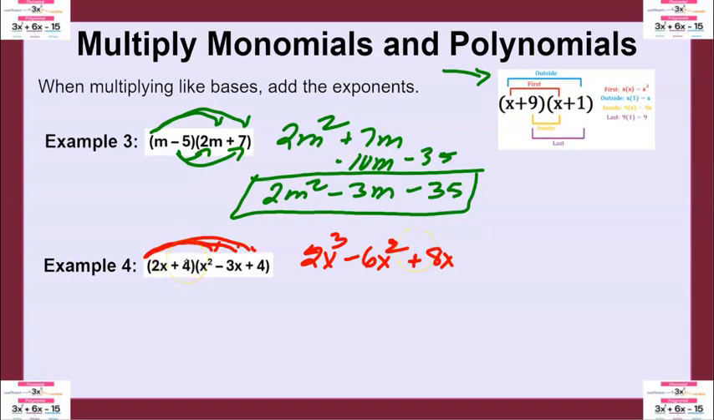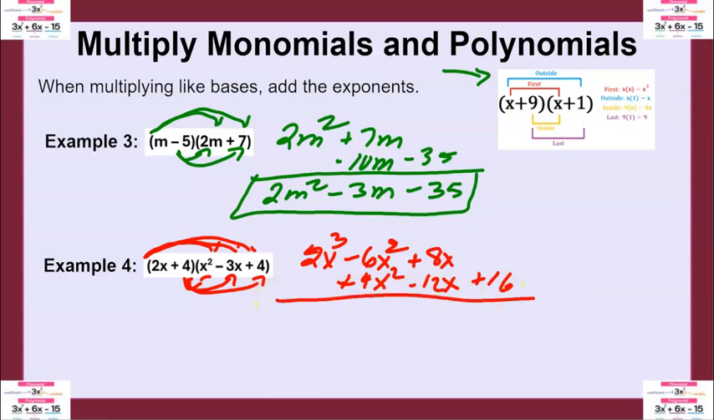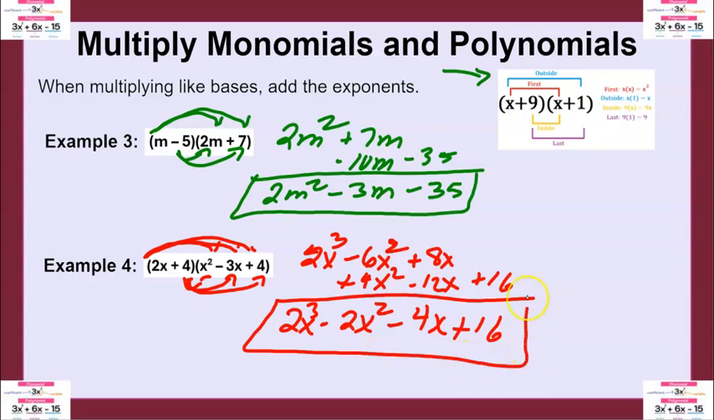Then I distribute the 4. So I have 4 times x squared, which is a positive 4x squared. 4 times negative 3x is a negative 12x. And 4 times 4 is a positive 16. I already grouped all my like terms, so now I just add straight down, and I'm left with 4x cubed minus 2x squared minus 4x plus 16. There's no other like terms I can combine, so that would be my final solution.